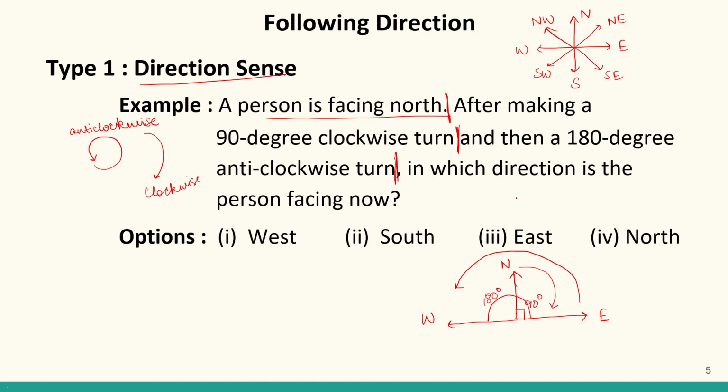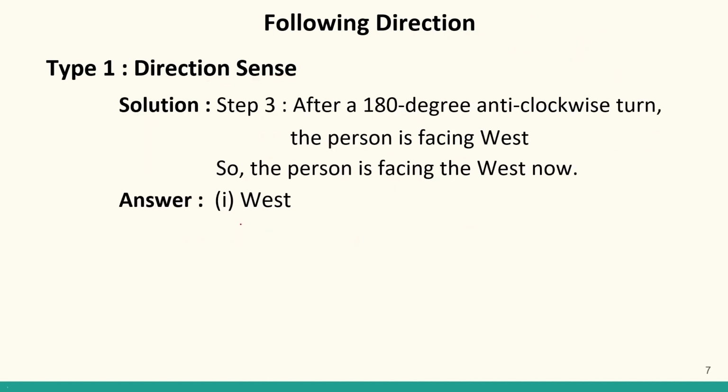Right? So in the question, we have to find out the direction he's facing now. So if a person was here and he took a 90-degree clockwise rotation, he'll be here. And then if he took a 180-degree anti-clockwise rotation, he will be here. So the answer will be option 1, west. This is your correct answer.